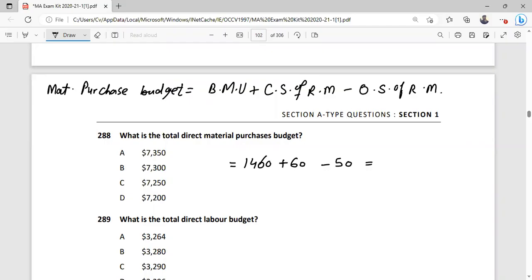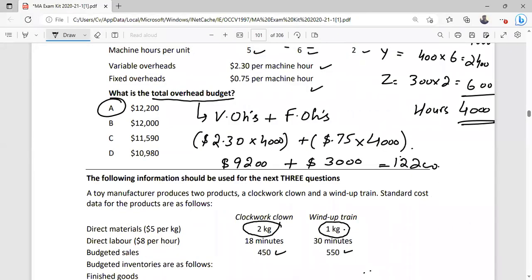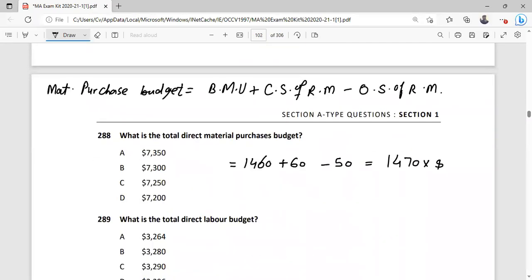So first of all, we will calculate how much material is needed to purchase. We need to purchase 1470 into what? Into material price per kg. Price per kg is what? Price per kg is $5 per kg. So you can multiply it with $5. 1470 multiplied with $5 is $7,350, which is material purchases.